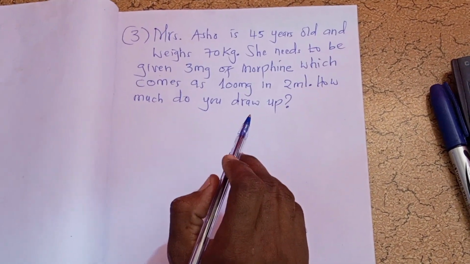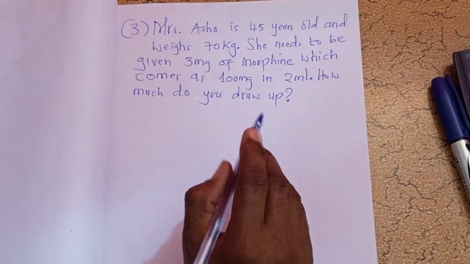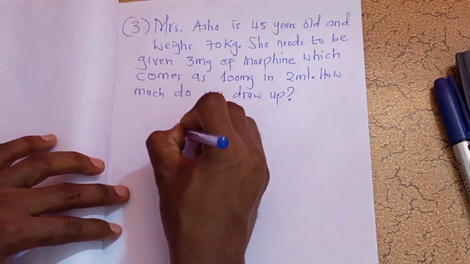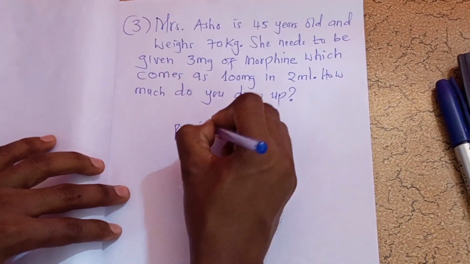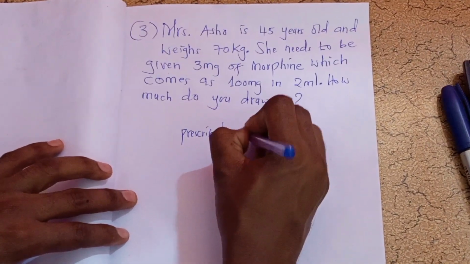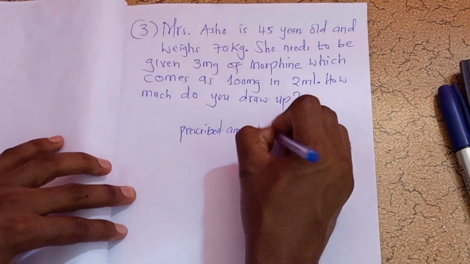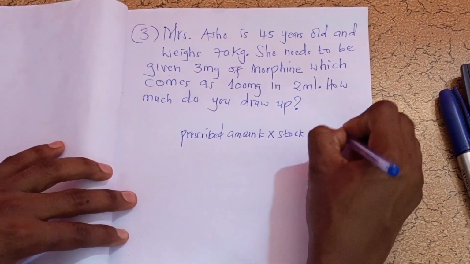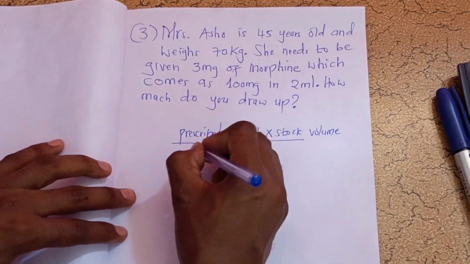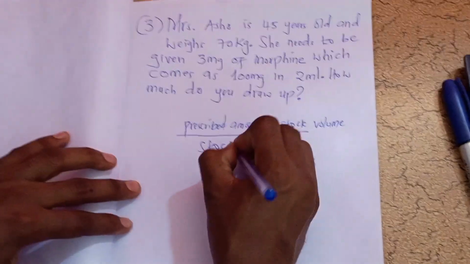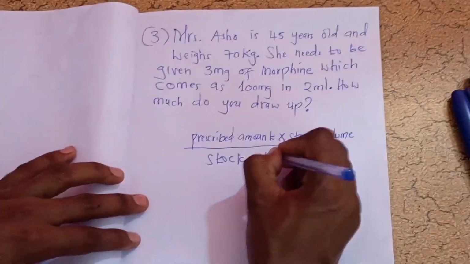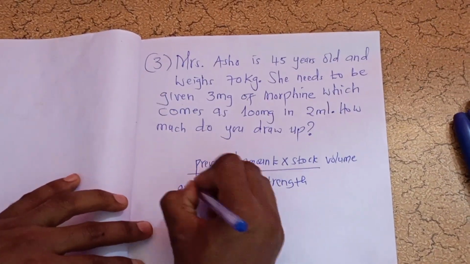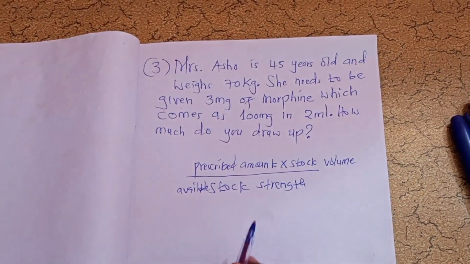So when we are calculating volume for drug injections, we have a general formula, which is: prescribed amount multiplied by stock volume, then divided by available stock strength. So this is the formula we need to apply.